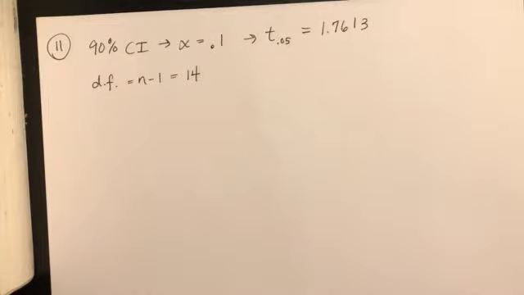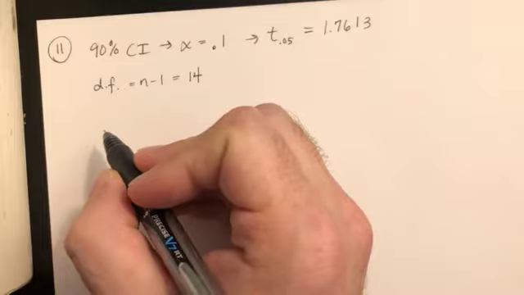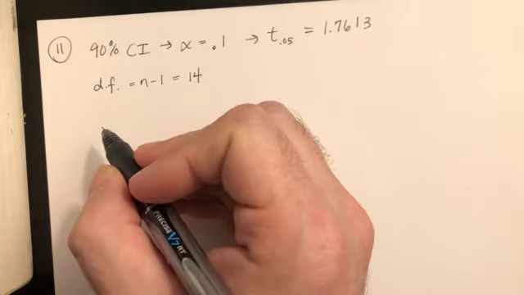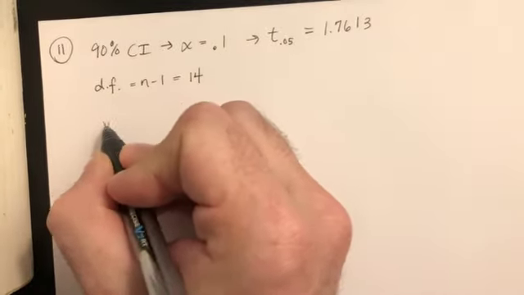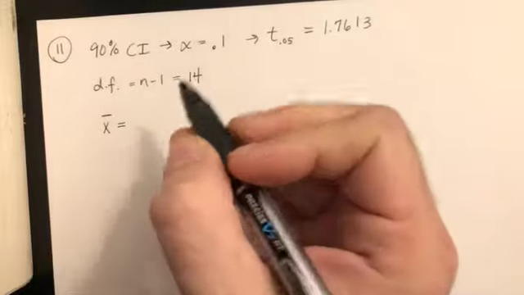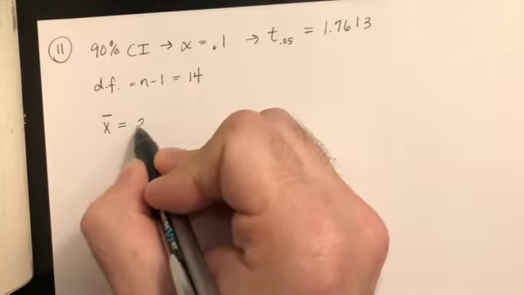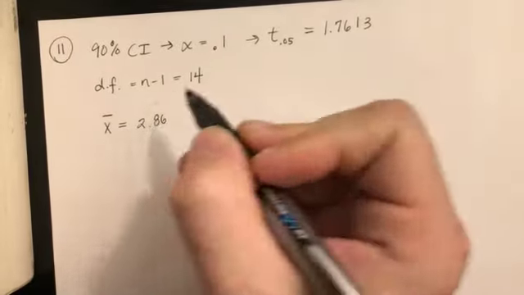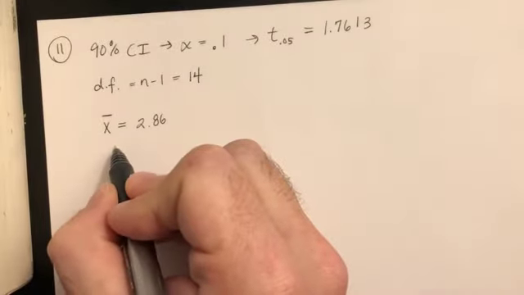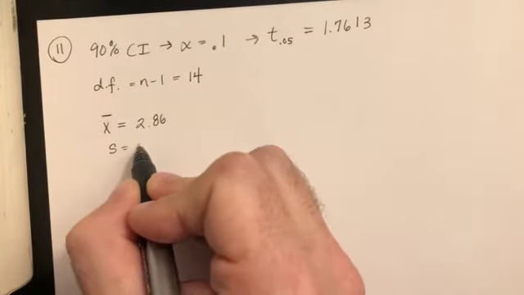All right, so we got a GPA of 2.86. That's the sample mean. Average is your clue word there. Average usually means mean. 2.86, and it comes with a standard deviation s of 0.78.